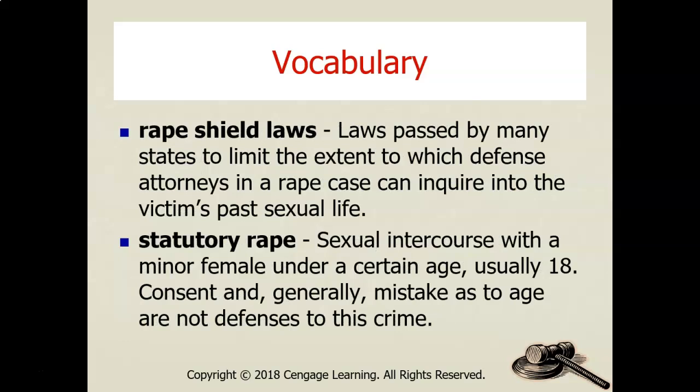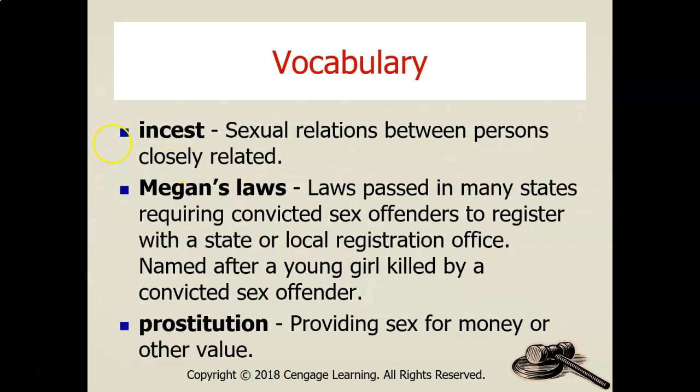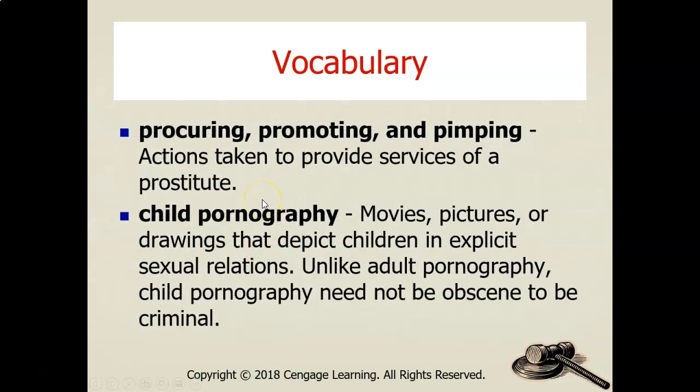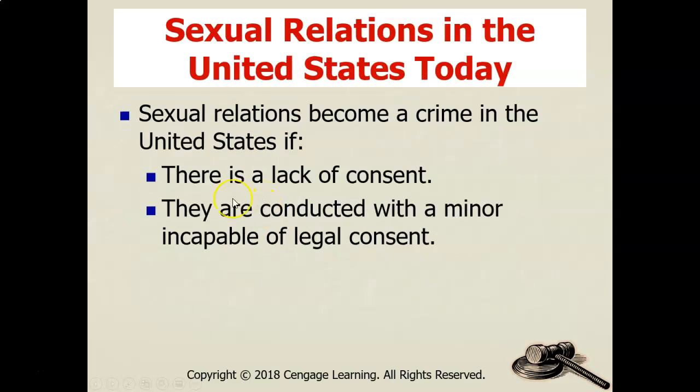Corroborative evidence, pornography, rape shield laws, statutory rape, incest, and then Megan's Law. When we start getting into RSMo, these will be in different chapters. Prostitution, procuring, promoting, or pimping, child pornography. And I put a list of these on your page as far as the class goes so that you can review these. So sexual relations become a crime in the United States if there's a lack of consent or they're conducted with a minor incapable of legal consent.